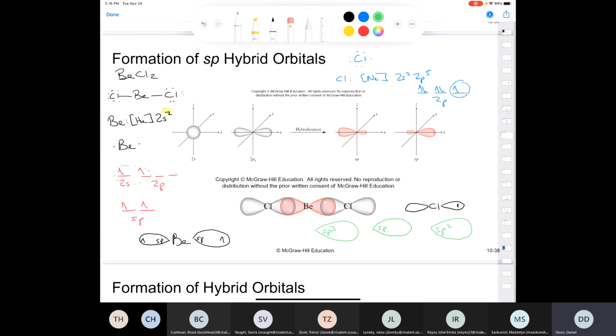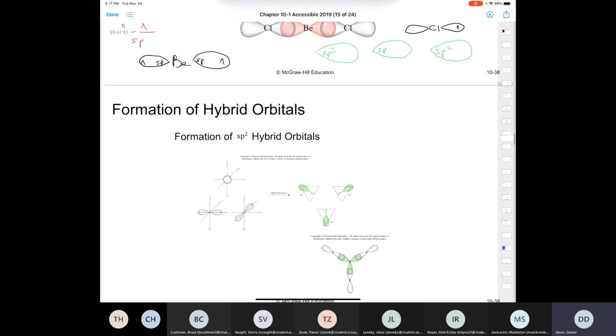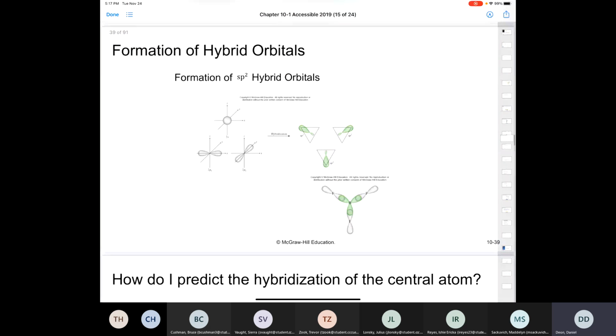Okay? So all of these orbitals do have slightly different shapes, of course, because they're comprised of different percentages of s and p orbitals. But when I draw them, or when the book shows them, they're always going to look like this. Okay, they're always going to look virtually identical. Okay, so what about sp2?